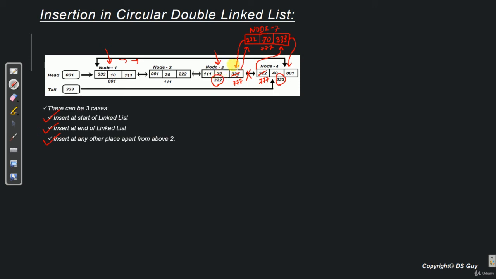Then what we have to do is we create a link between node 7 and node 4. So we update 333 here. Then we create a link between node 7 and node 3. So we insert 222 here. Now we need to create a link between node 3 and node 7. So we insert 777 here. Similarly, node 4 and node 7 needs to be connected. So we insert 777 here. So by doing all these steps, we successfully inserted a new node in between node 3 and node 4.